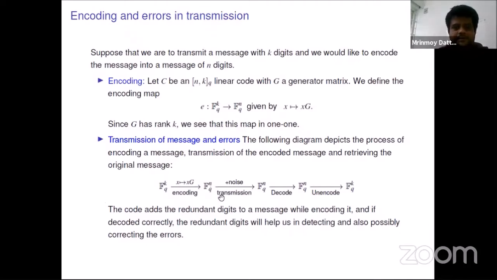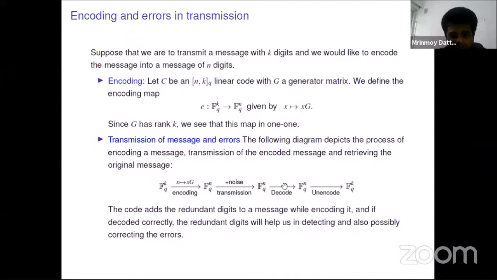Then we just transmit the message. So an n digit message will go to an n digit message. This is not really a mathematical map, but something that happens through a channel. There might be some noise occurring here, which may flip some of the digits, or change some of the digits completely.